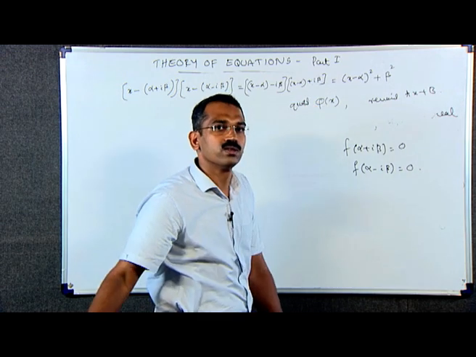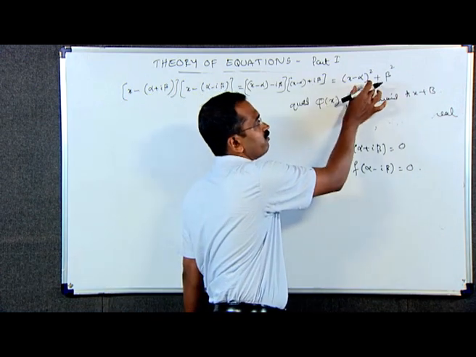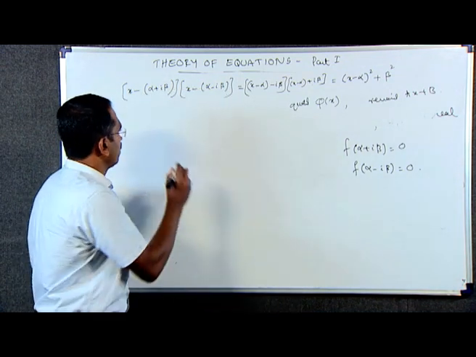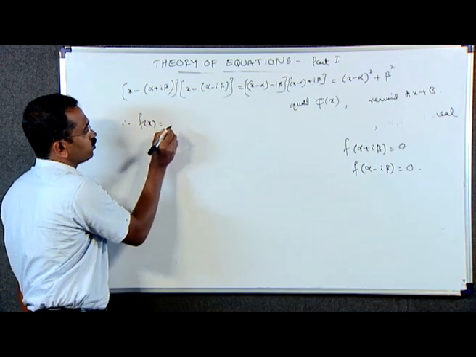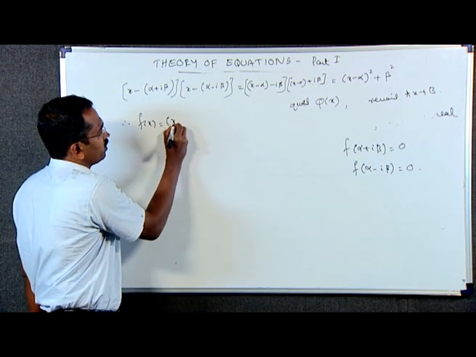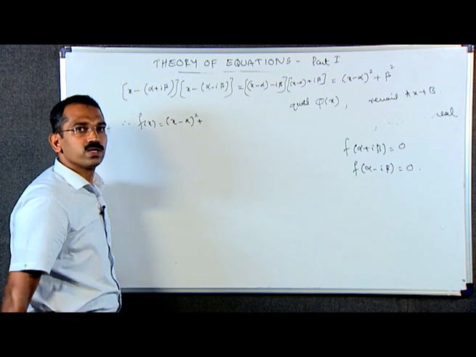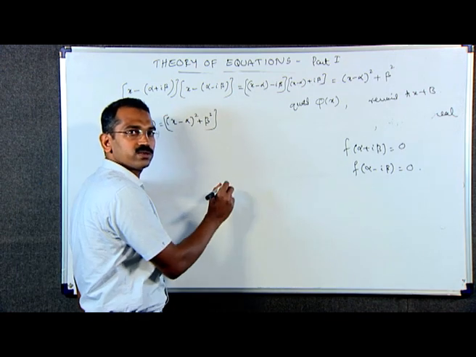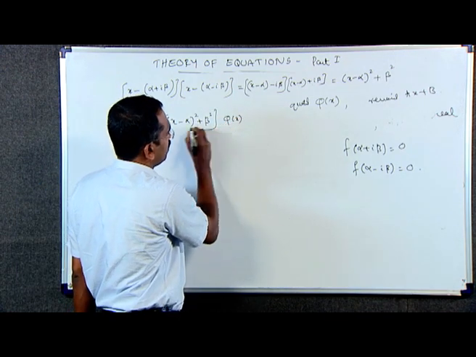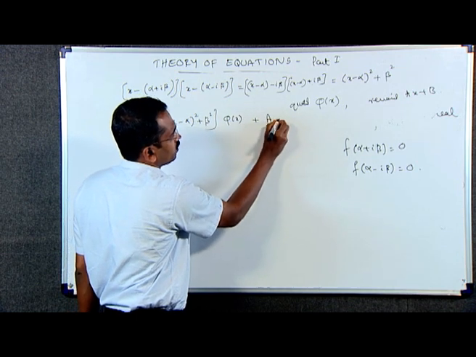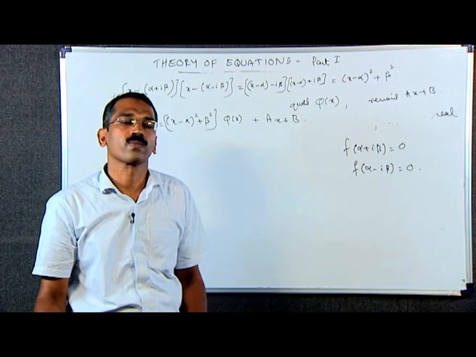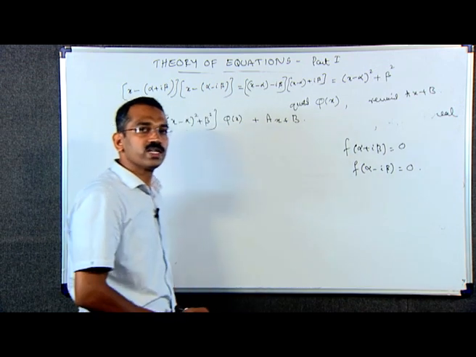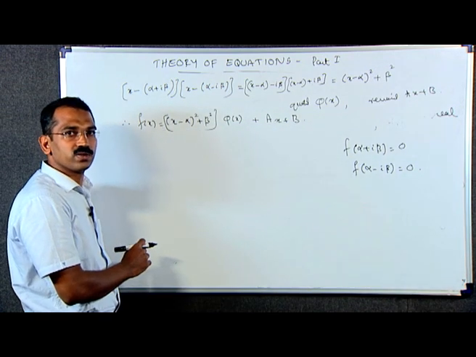When we divide f(x) by (x minus alpha) whole square plus beta square, therefore f(x) can be written as f(x) is equal to ((x minus alpha) the whole square plus beta square) into phi(x) plus ax plus b, this into phi(x) plus the remainder ax plus b. Since f(alpha plus i beta) is equal to 0, we get a(alpha plus i beta) plus b is equal to 0.